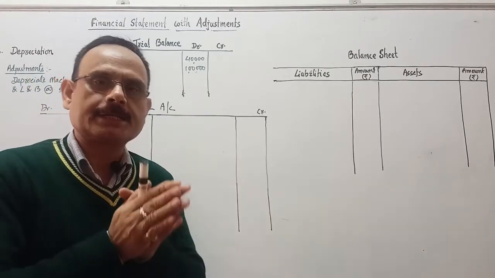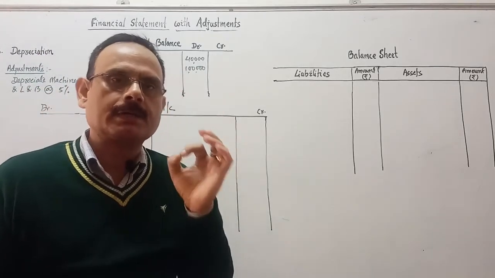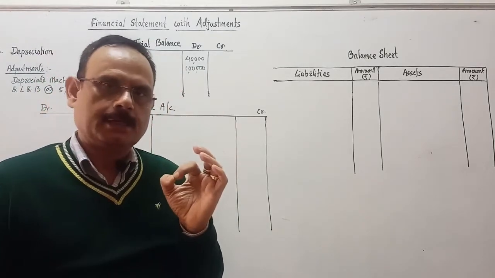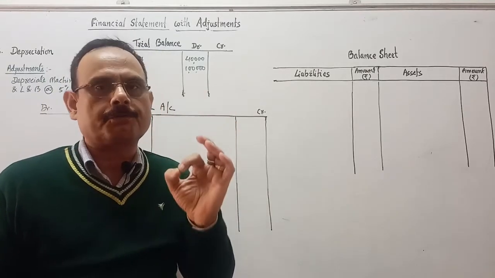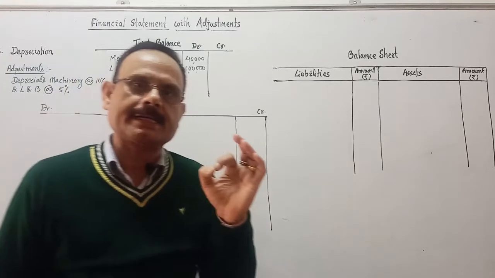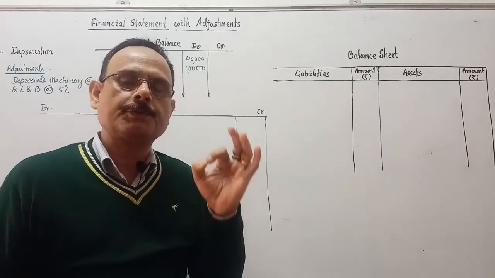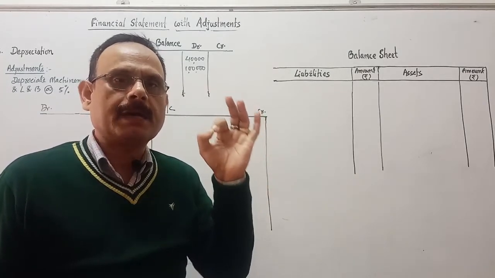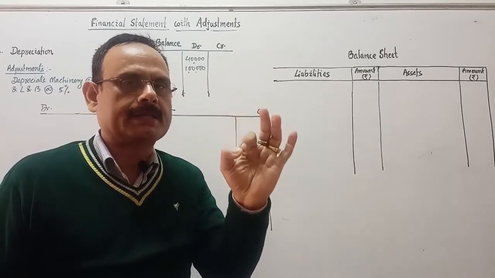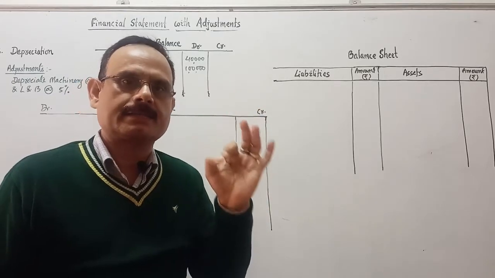Depreciation, we know that it's a non-cash expense. So depreciation will be reflected in the debit side of the profit and loss account. It's an indirect expense, and at the same time the depreciation will be deducted from the assets in the balance sheet. From that particular asset, this will be deducted on the asset side of the balance sheet.